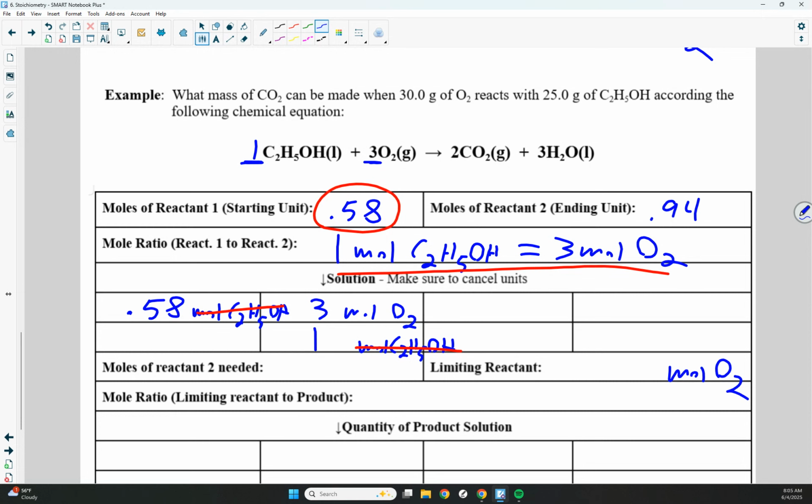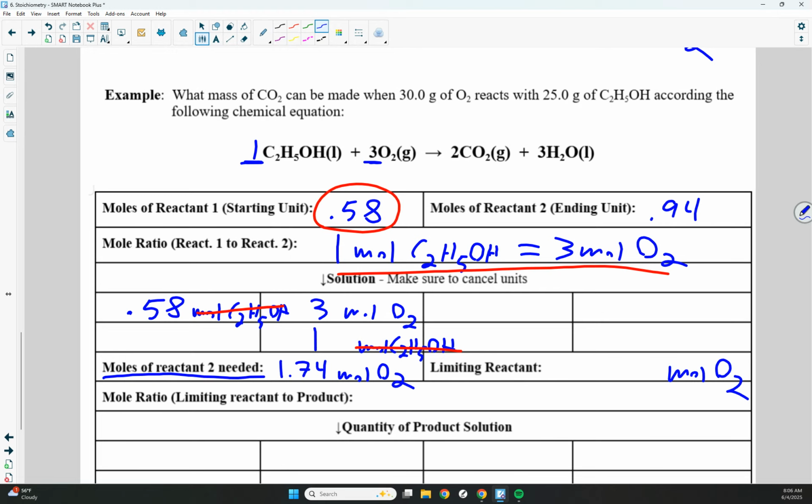And what I find out, and actually I'm going to put my answer right here where it says moles of reactant 2 needed, is that I'm going to need 1.74 moles of O2 to go with 0.58 moles of C2H5OH. All right.